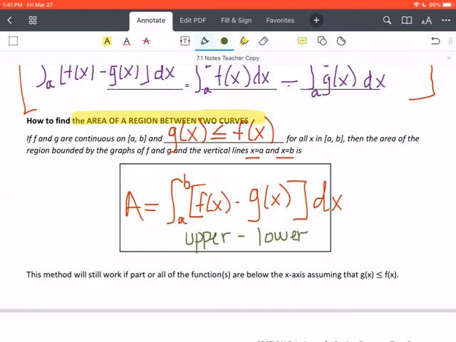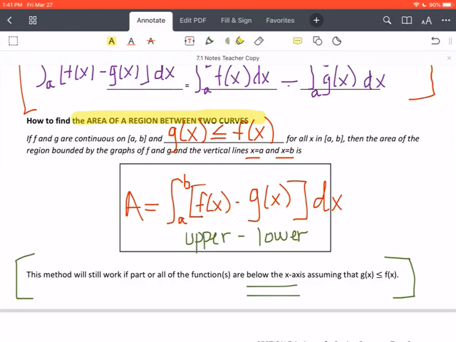Okay, now the cool thing about this technique, this approach, is that this method will work even if some of your function dips below the x-axis. And we're going to see that happen in some cases. But the subtraction along with negative numbers is going to make up for that. And that double negative will form addition, which will accumulate the area that we're trying to find.